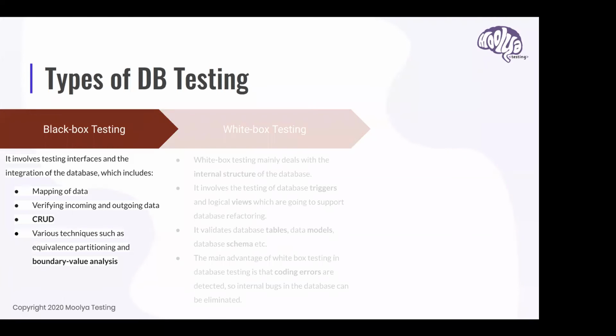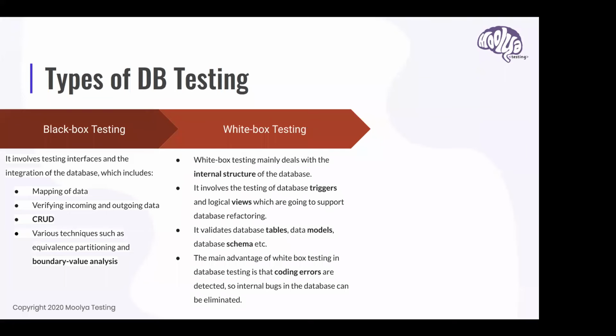Okay. And next is white box testing. White box testing basically deals with the internal structure of the database. We'll be testing the internal structure, like the views, triggers, and ETLs involved, the schemas, and the data model involved in the database. All those things will be tested in white box testing. The important advantage of white box testing is that coding errors are detected, so internal bugs in the database can be eliminated. And this is about white box testing.